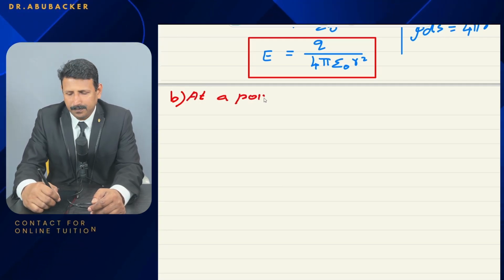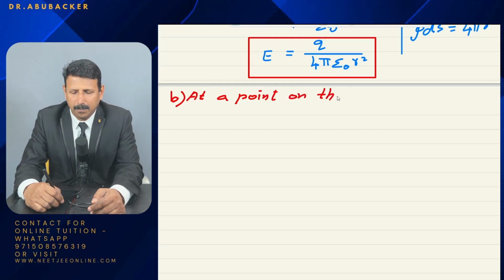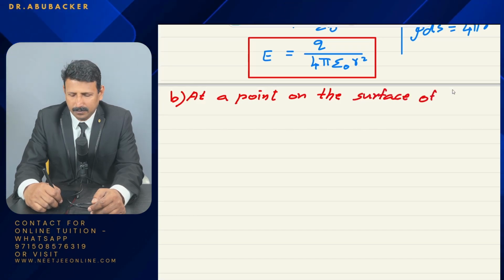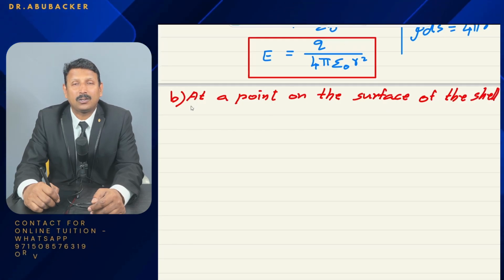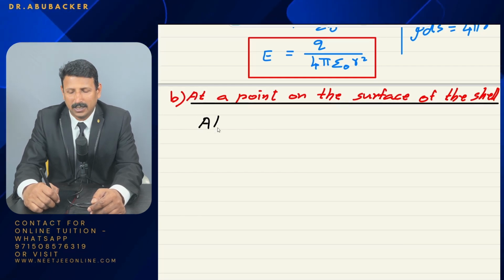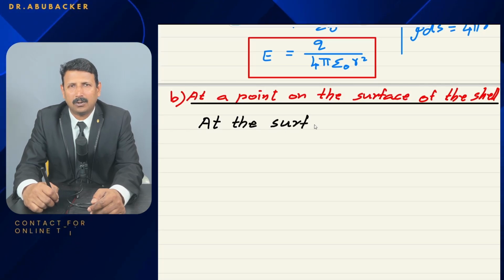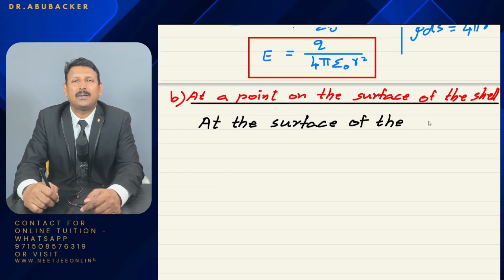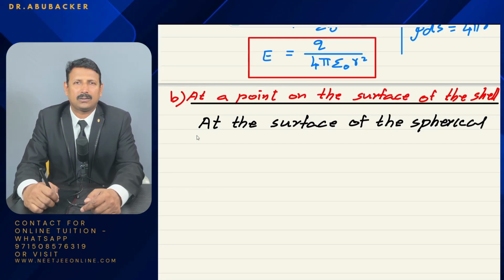So B, that is part 2. A point outside the shell is section A. B is at a point on the surface of the shell. Oh, I forgot to tell you, a third option is possible: outside the shell, inside the shell, and on the surface. This is for on the surface. Why do we require it on the shell? Because there was a board question: plot a graph showing the variation of electric field inside the shell, on the shell, and outside the shell.